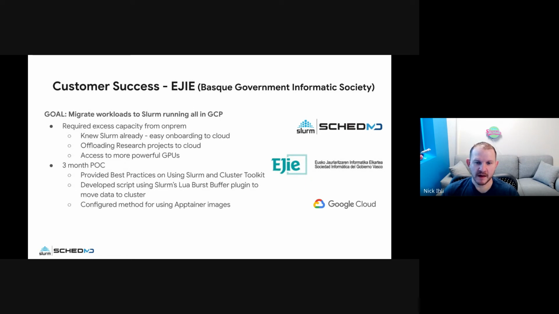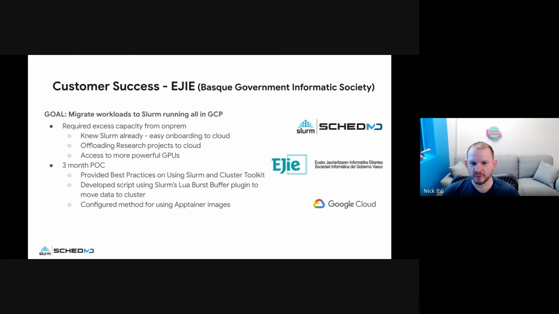Another success that we had was with EJIE, the Basque Government Informatics Society. They migrated their workloads to Slurm. We're running them all in GCP. They, like Broad, needed excess capacity. They already knew Slurm, and so for them it was an easy onboarding to run Slurm inside of GCP. But the whole idea of cloud was somewhat new to them.